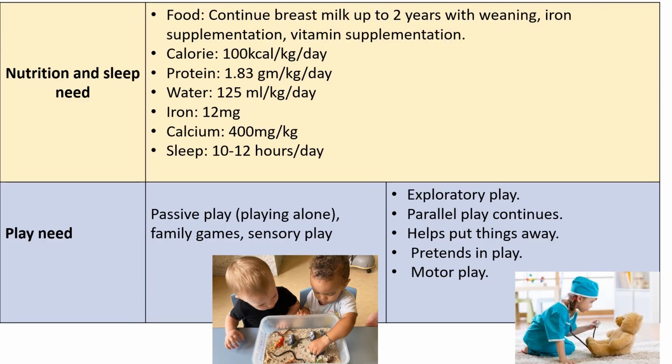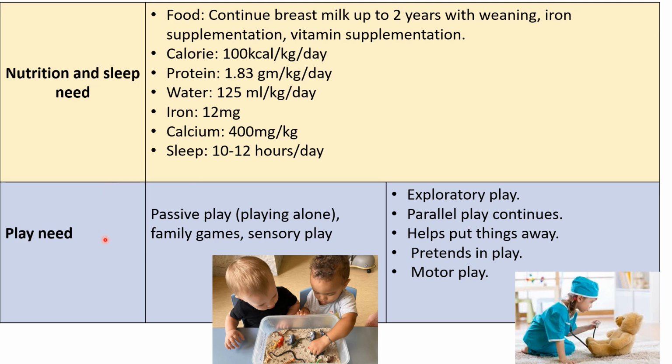Next comes nutrition and sleep need. This is also something about which you need to educate the parents, about the food. Continue breast milk up to 2 years along with weaning. Iron supplementation and vitamin supplementation should be given. The calorie, protein, water, iron and calcium requirements you need to tell the parents. And the child needs sleep of 10 to 12 hours per day.